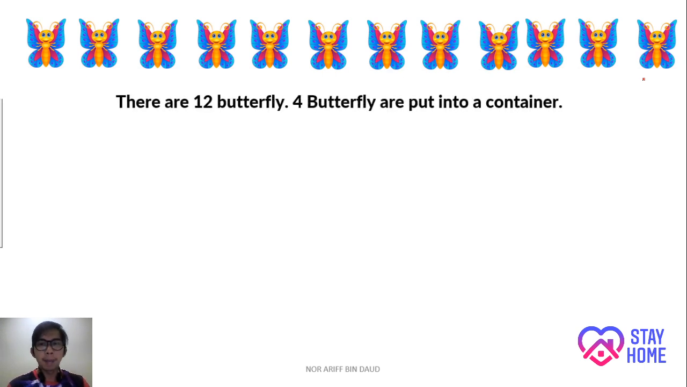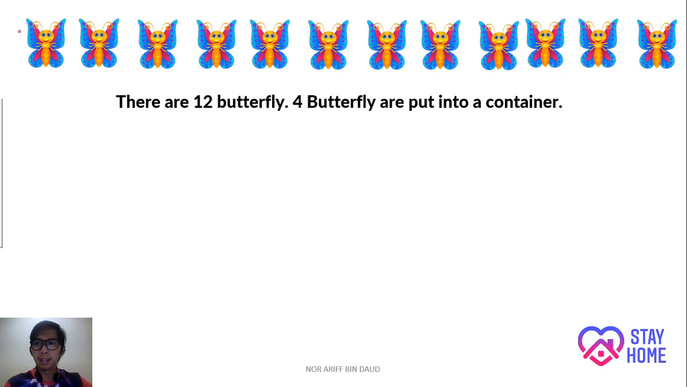There are 12 butterflies. 4 butterflies are put into a container. They don't state any group for this question. There are 12 butterflies. 4 butterflies put into a container. How to do the question, because they don't state any group for this kind of question? Okay, the first thing you must do, you cut down 4 in each group.